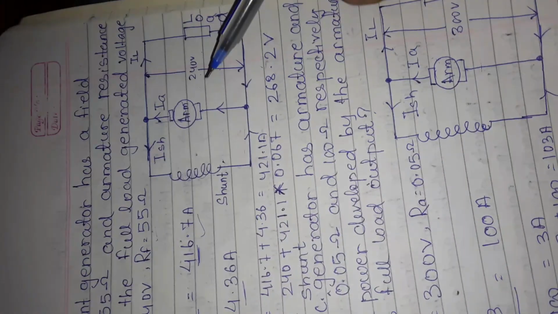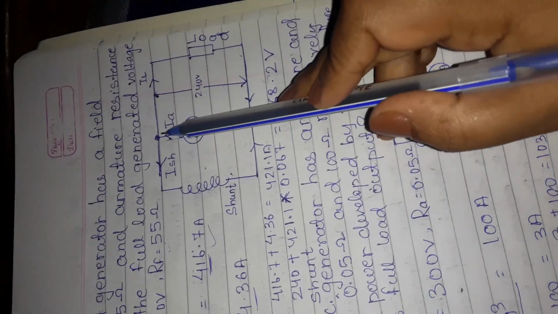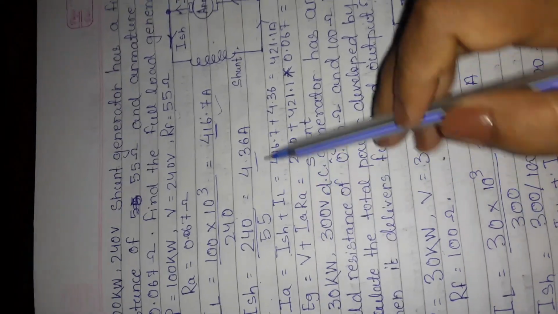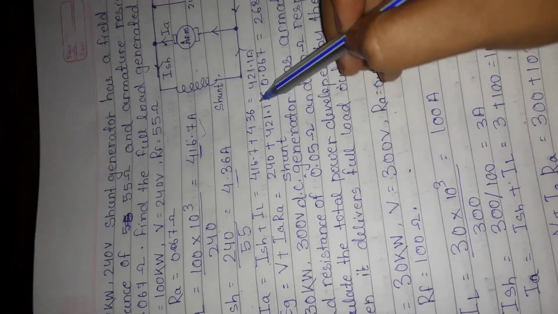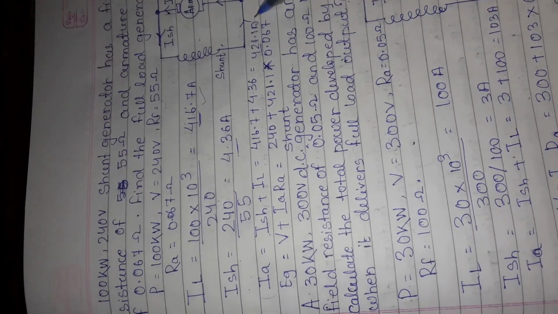So how will we get the armature current? The armature current is formed by combining the shunt current and the load current. So IA is equal to ISH plus IL, that is 416.7 plus 4.36, which is equal to 421.1 ampere. So the armature current is 421.1 ampere.